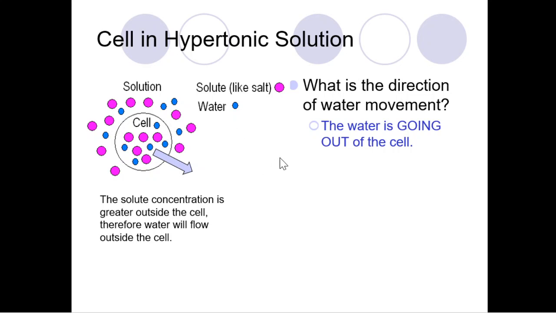Hypertonic. Hypertonic means that it's a high solute concentration outside the cell, which means it has a low water. And if it has a low water on the outside, it'll have a high water on the inside of the cell, and the water will come out. So the water is going out of the cell. That's the way it's going because there's more water here because there's less solute taking up the space.